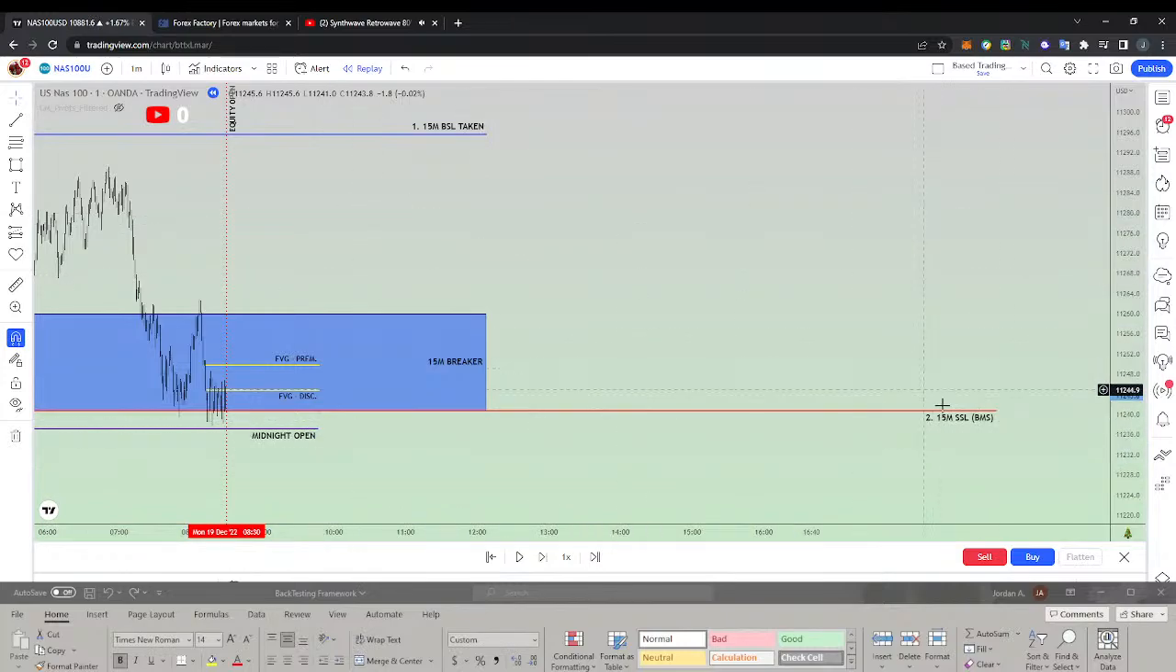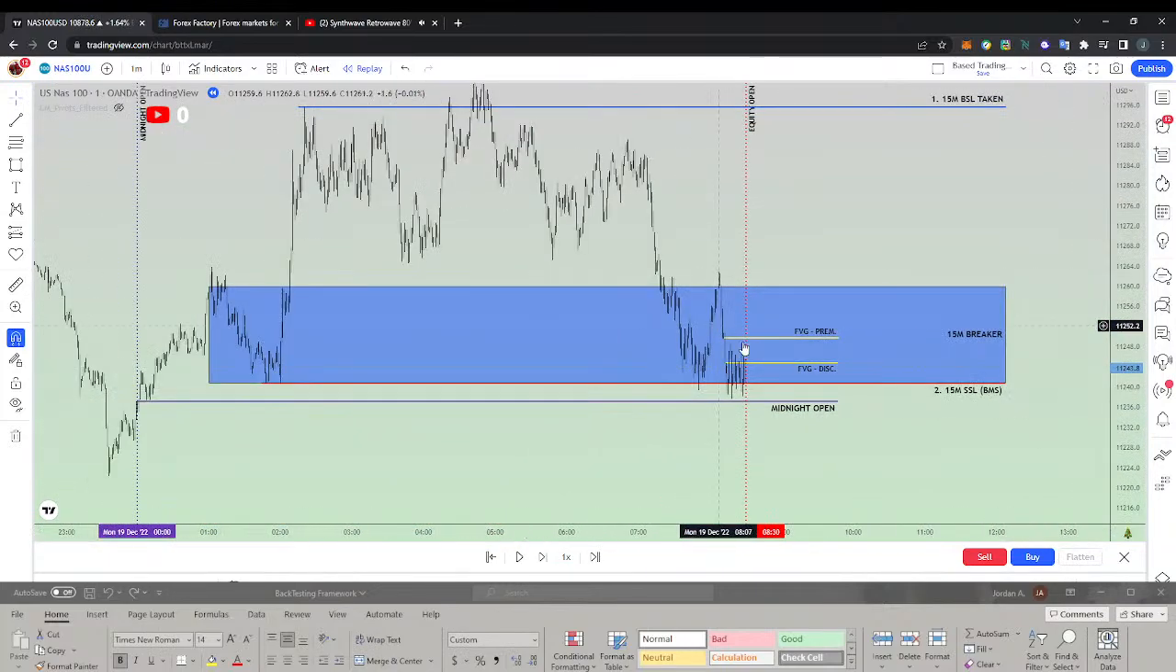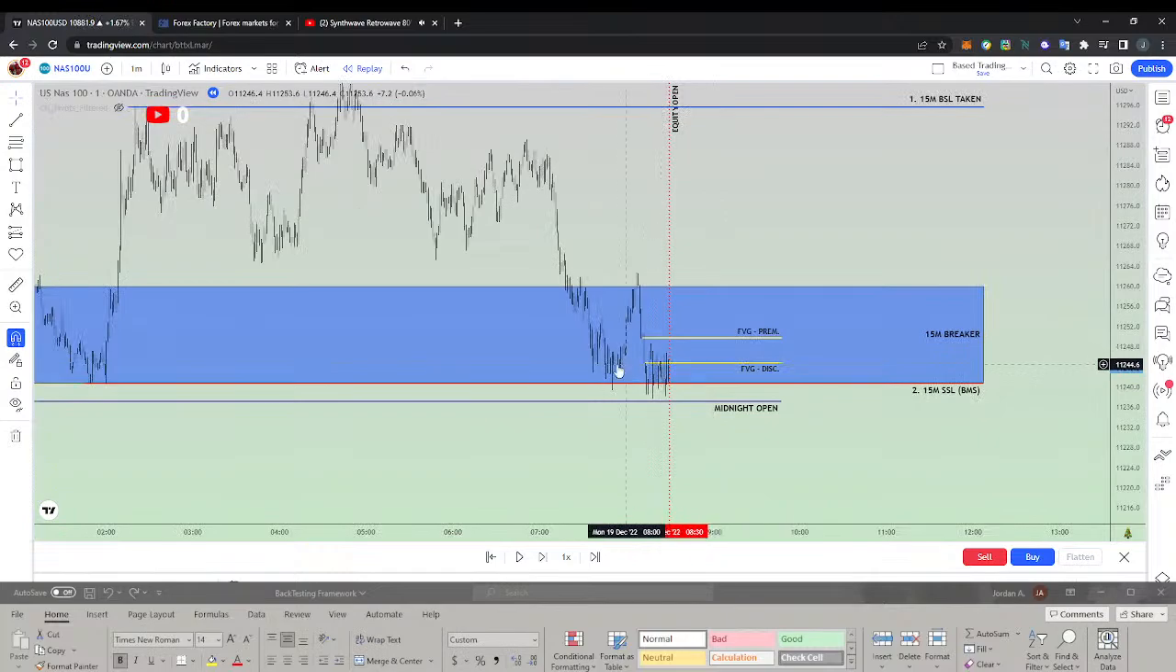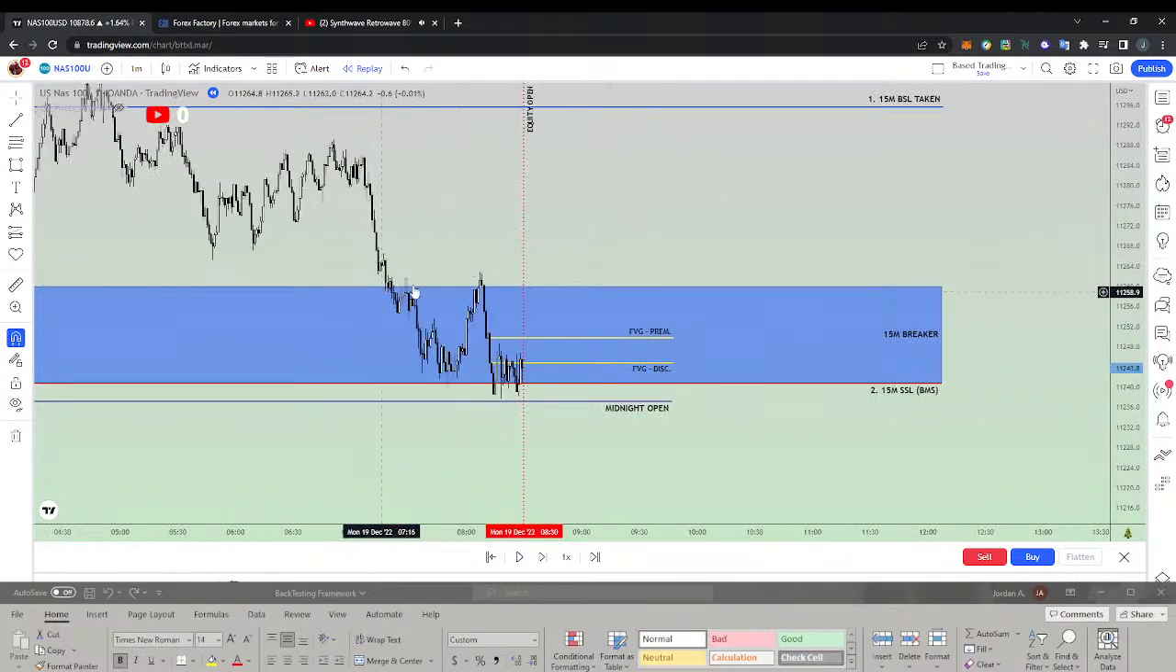So taking buy side above midnight open still valid. Fair value gap on the continuation after buy side was taken here. If you notice, it's a repeat of the overall parent model. Buy side taken right here.